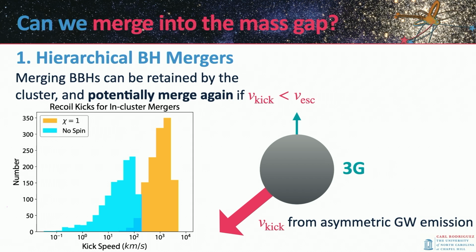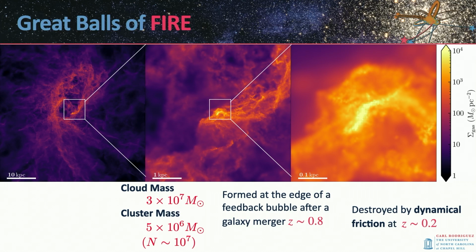So the first question we can ask is, what is the most extreme version of this that we can look at? We looked at the largest cluster that we formed in this simulation. It was formed from this hilariously large GMC. It was formed at the edge of a superbubble immediately after a galaxy merger. It had a cloud mass of 3 × 10⁷ solar masses.